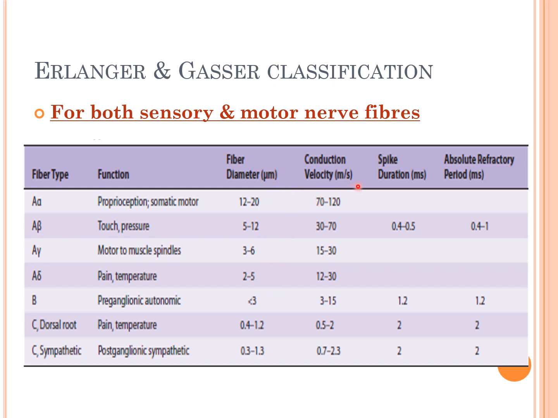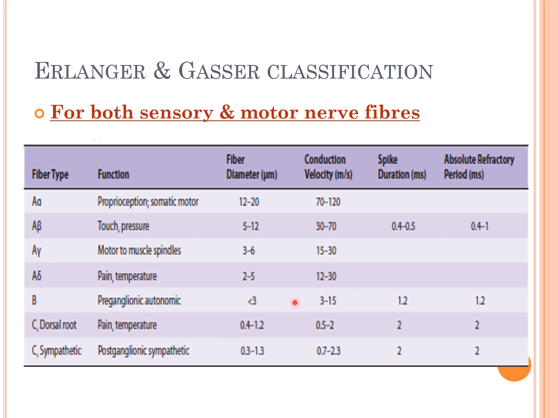Here you can see the conduction velocity is 70 to 120 meters per second in A alpha nerve fibers. In A beta nerve fibers, the conduction velocity is 30 to 70 meters per second. In A gamma fibers, it is 15 to 30 meters per second. And in A delta fibers, it is 12 to 13 meters per second. What you must remember is, the greater the diameter, the greater the conduction velocity. As you can see here, the conduction velocity decreases as the diameter decreases.